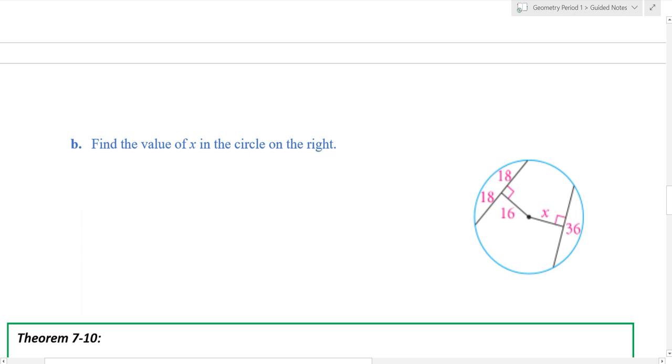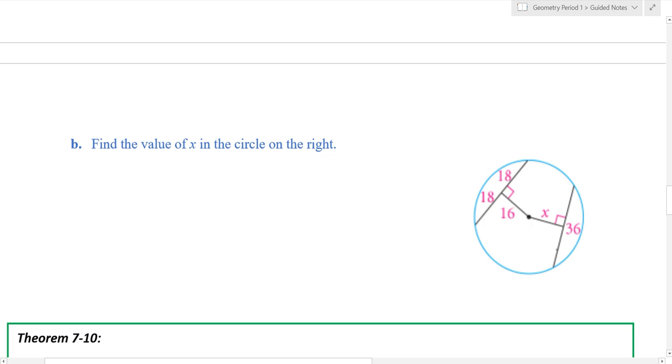So right off the bat, we can see the two chords. We have the full measurements of the chords. This chord right here is one piece is 18, the other piece is 18. The full length adds up. 18 plus 18 is 36. So we know that this length over here is 36, and so is this one, 36.